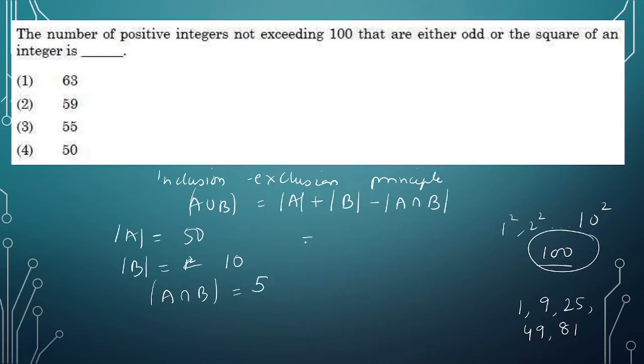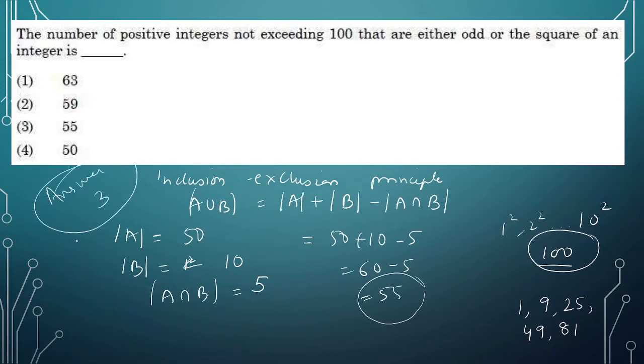Just putting it up here. So mod of A is 50 plus 10 minus 5. So that is 60 minus 5. That is 55. So the number of positive integers not exceeding 100 that are either odd or square of an integer is 55. So the answer is option 3, that is 55. Let's move on to the next question.